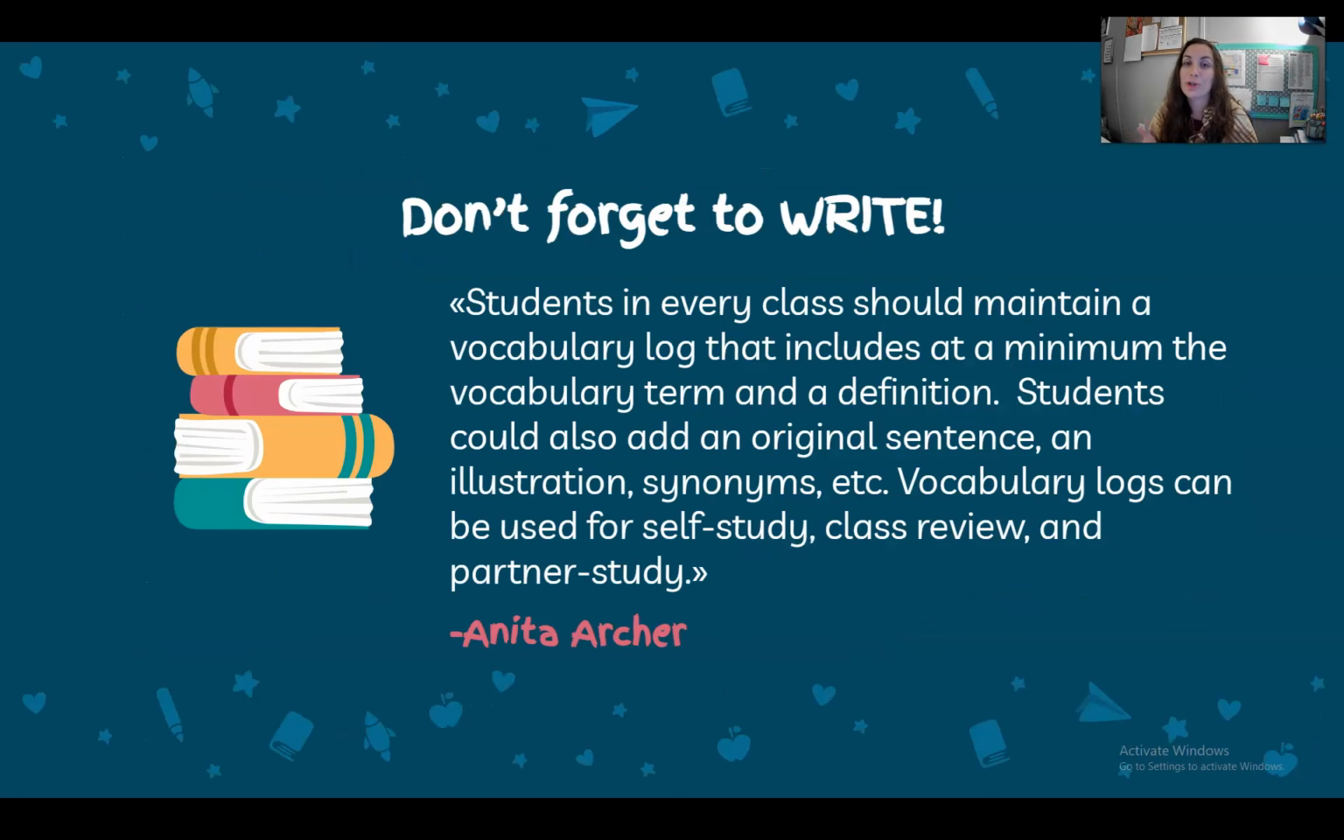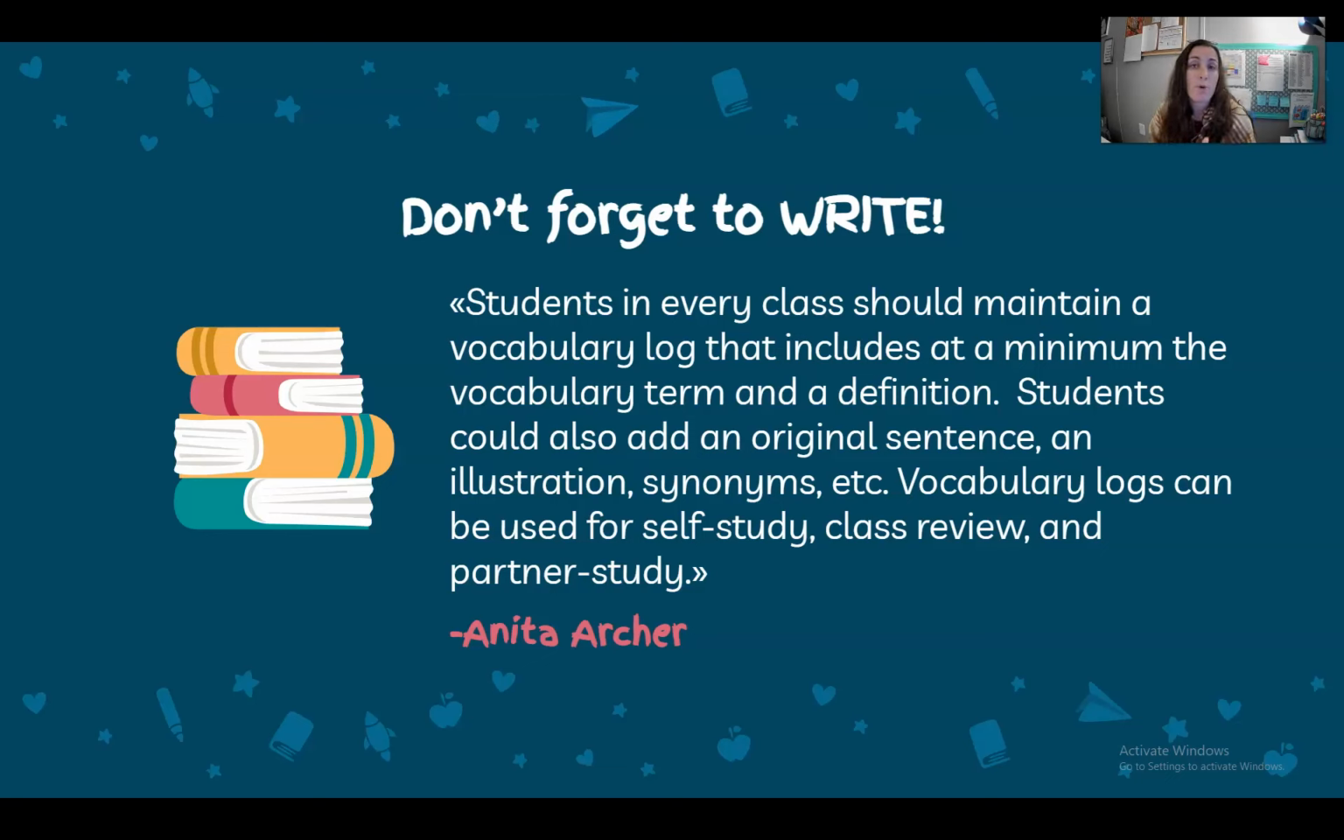And then, of course, don't forget to write. This is one of the things that gets dropped very quickly from vocabulary instruction, but it's one of the most important. Anita Archer says it best. Students in every class should maintain a vocabulary log that includes, at a minimum, the vocabulary term and a definition. Students could also add on an original sentence, an illustration, synonyms, etc. Vocabulary logs can be used for self-study, class review, and partner study.